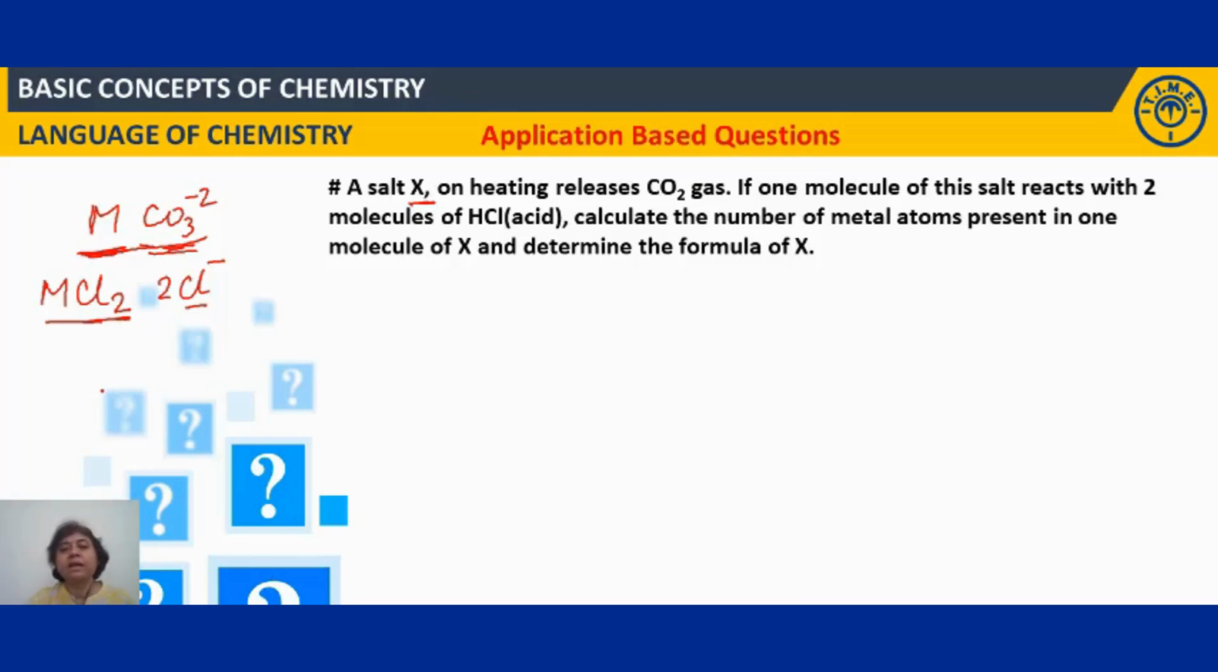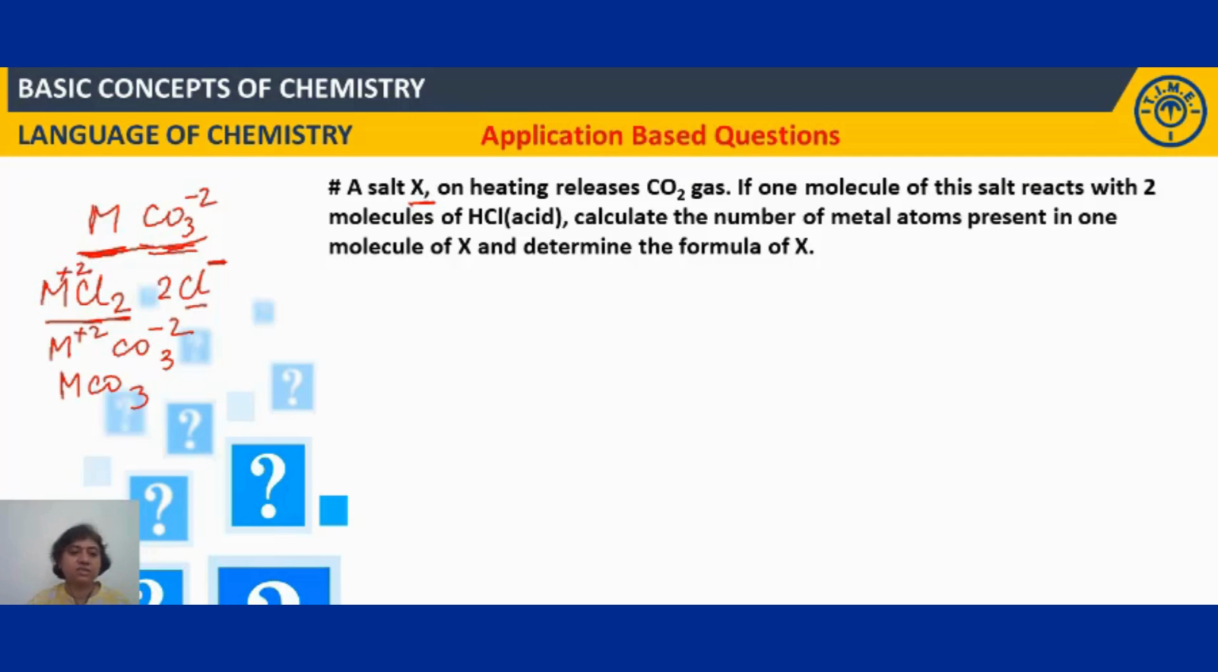Fine. Now we can calculate the valency of metal M. So M has to have +2 valency, because chloride has minus valency and 2 chloride radicals are there. So the metal should have +2 valency. Now we know the valency of the metal. Now we have to determine the formula of X. X means metal +2 is there and carbonate CO3 -2 is there. So what is the formula of X then? Very simple, MCO3. I hope you could follow it.